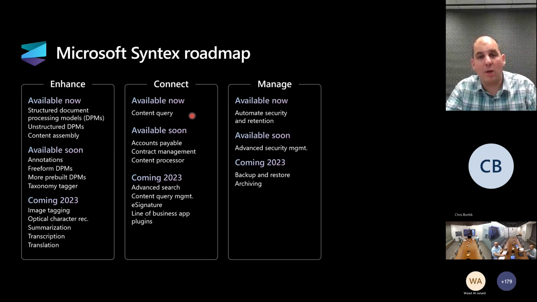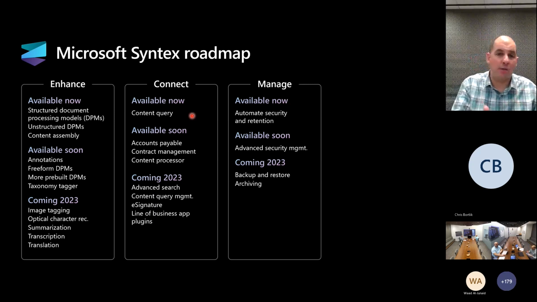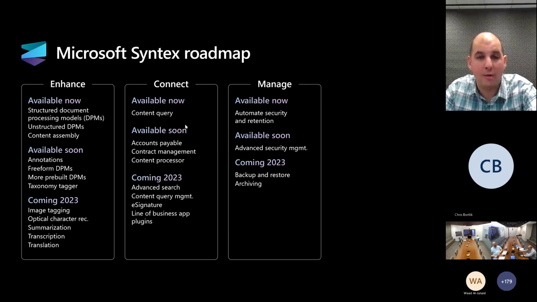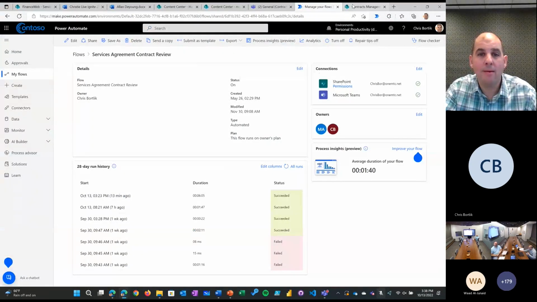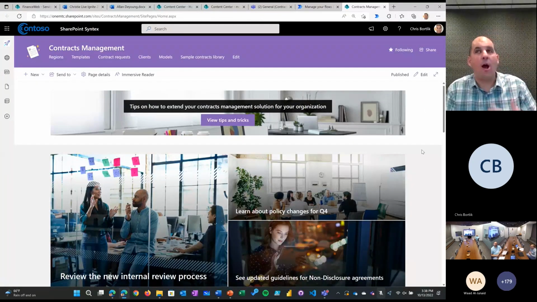From a Connect perspective, certainly the content querying and the integration with Microsoft Search has been there. More and more work we'll do around certainly templates, things like contract management and model types. And I didn't show this, but I'll just kind of flash it real quick. We do have a pre-built site template for contracts management.